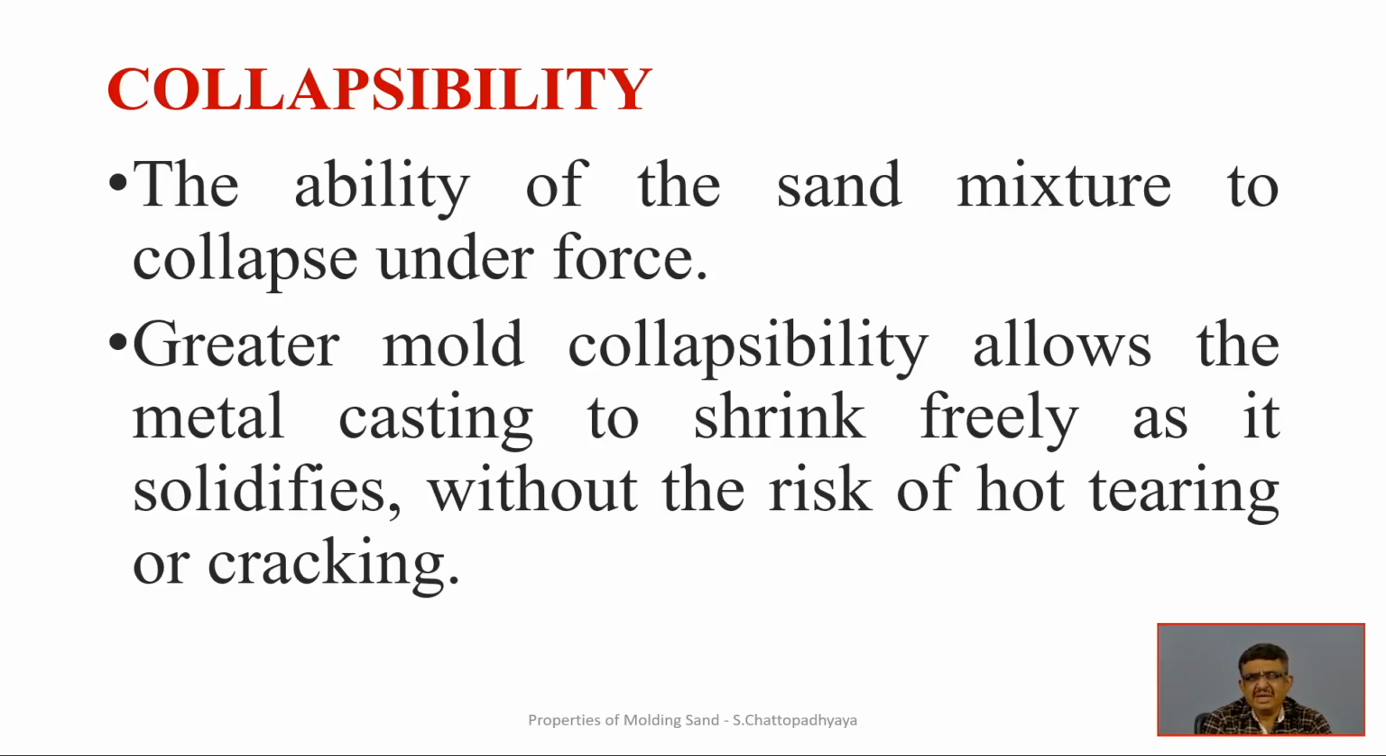So, collapsibility is the ability of the sand mixture to collapse under force. Appropriate force will be applied so that the sand is collapsed and the product is open in order to grab it. So, greater mold collapsibility allows the metal casting to shrink freely as it solidifies, avoiding the risk of hot tearing and other typical casting defects. So, more collapsibility allows it to shrink appropriately without having any kind of directional constraints. So, the strength of those things is better, otherwise the risk of hot tearing and cracking will arise.